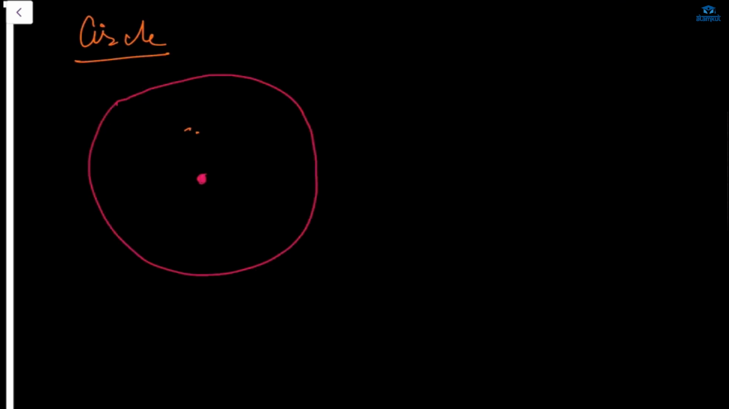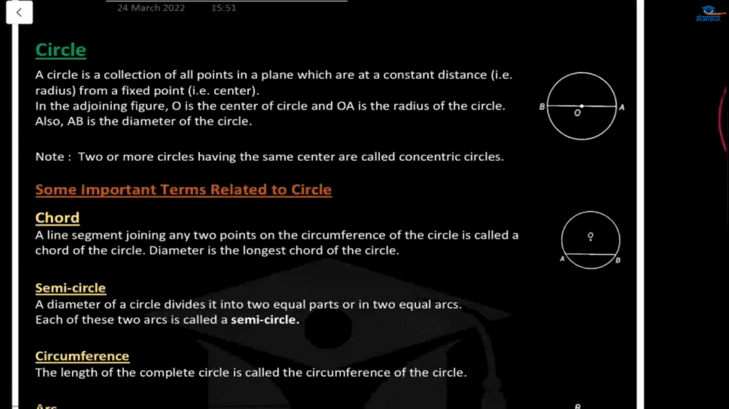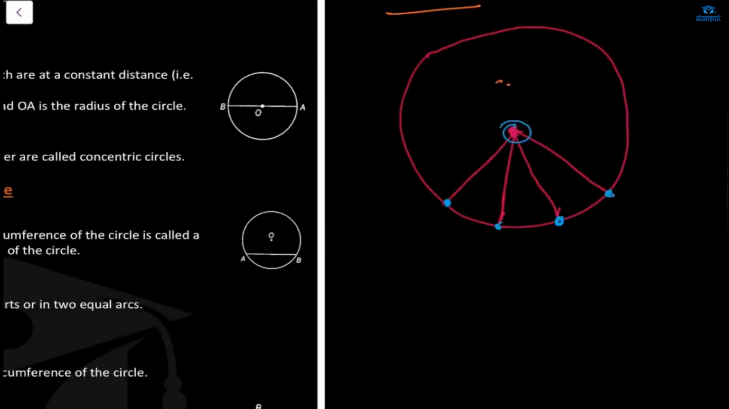From this fixed point, there are so many points. When we join all these points which are equidistant from this particular point, it is called a circle. You can see a proper definition: a circle is a collection of all points in a plane which are at a constant distance from a fixed point, say O.